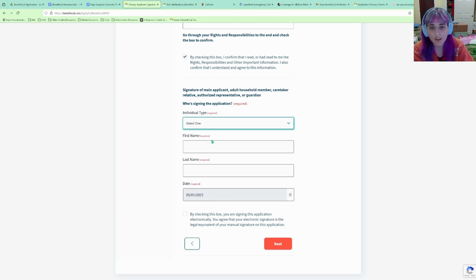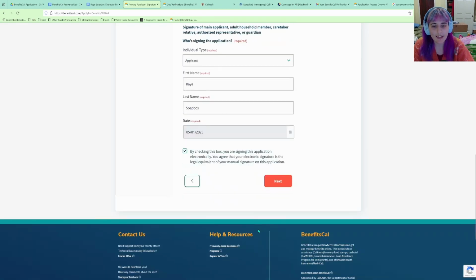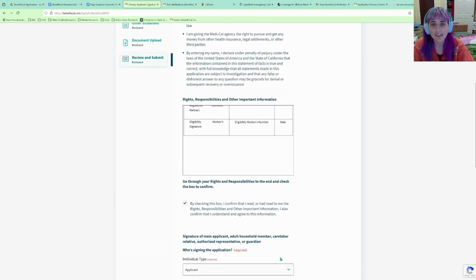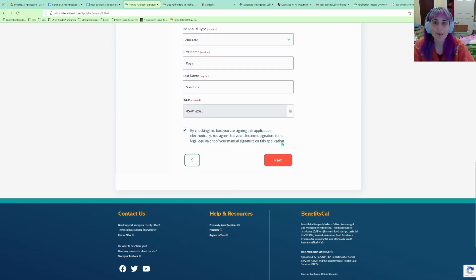For a lot of folks, it's going to be applicant or some kind of other authorized member. You would type your name, probably your legal name, the name that you used to fill out the form. We go back to it's not a very trans-friendly application or friendly to people with multiple names. Check the box that you are signing this application electronically and you agree that your electronic signature is the legal equivalent. And I'm not going to click next because I don't really want to submit, and I'm not sure if that next is a submission button, but you're basically at the end here.